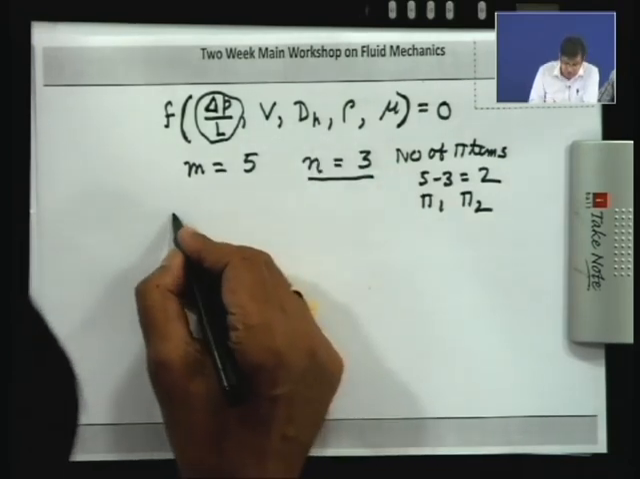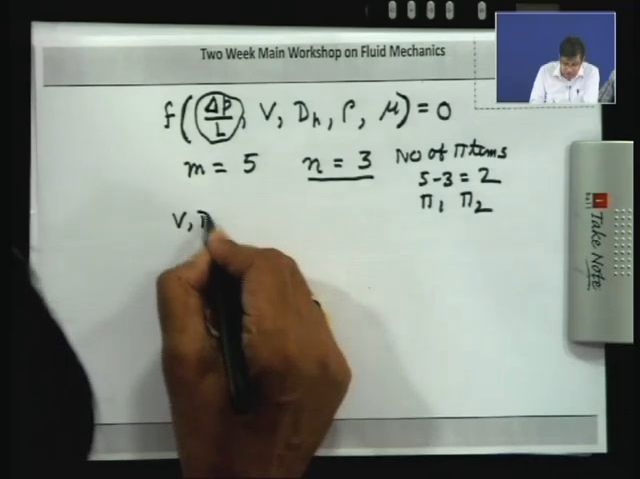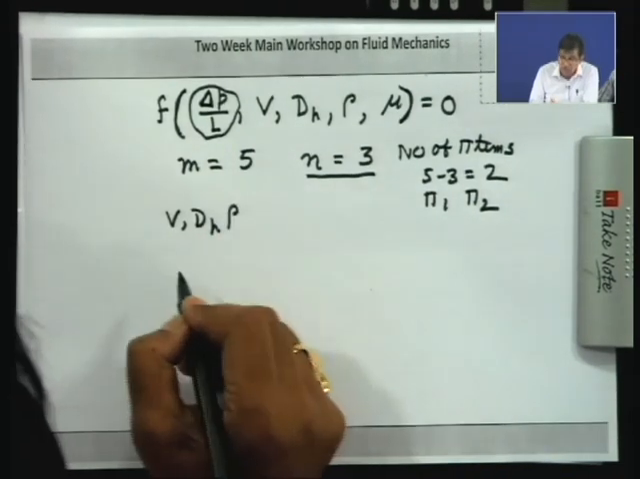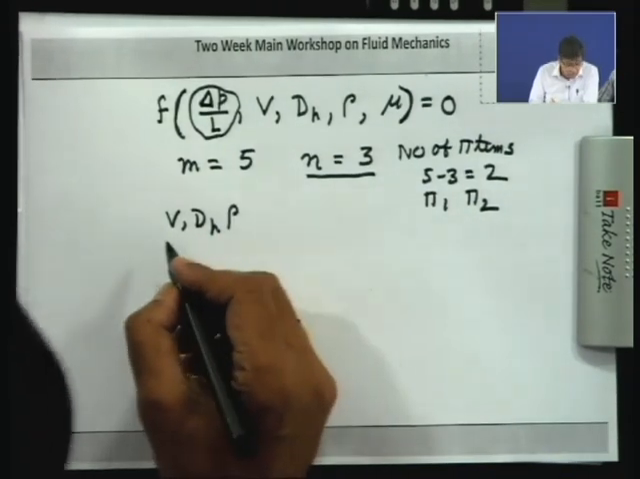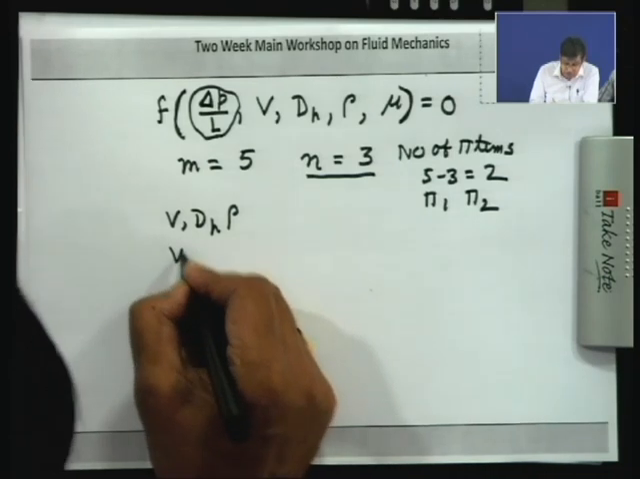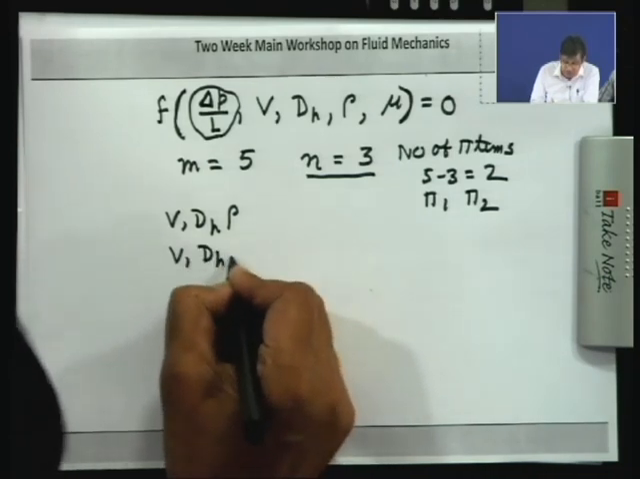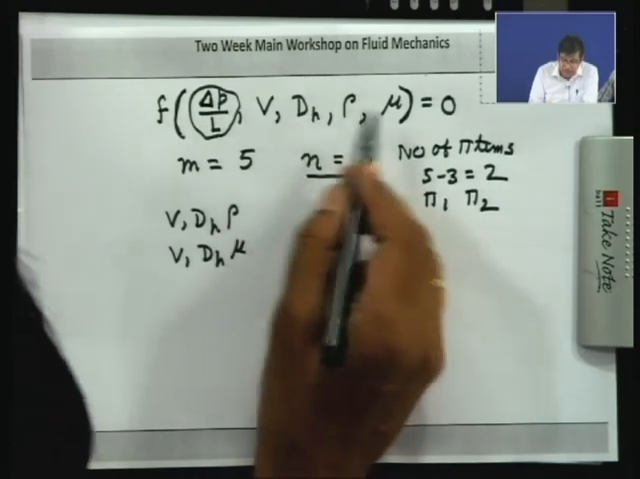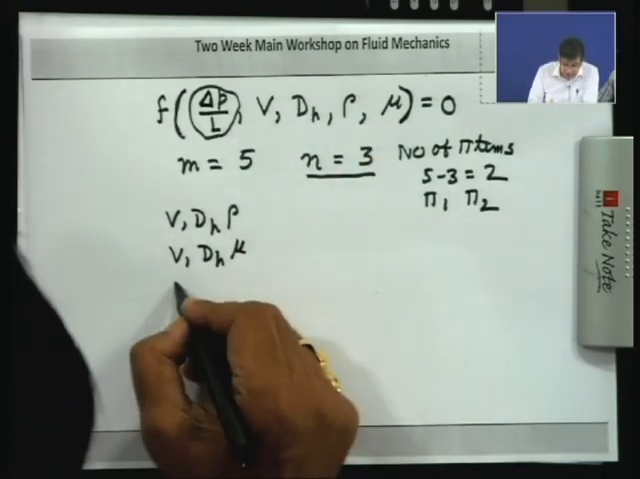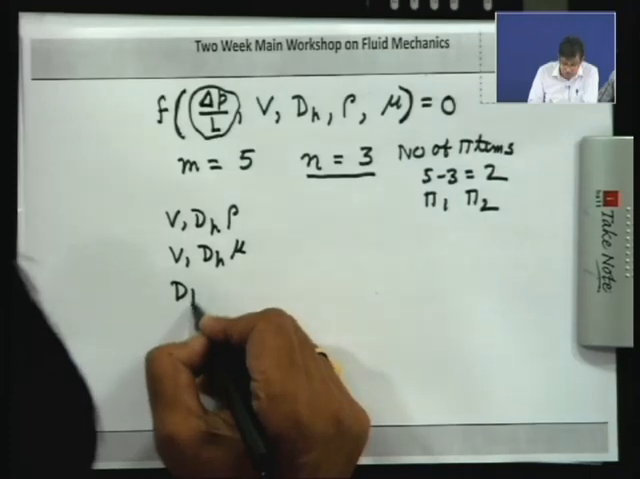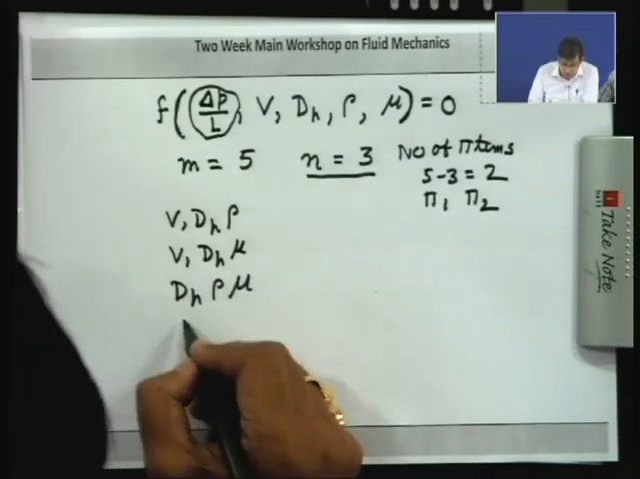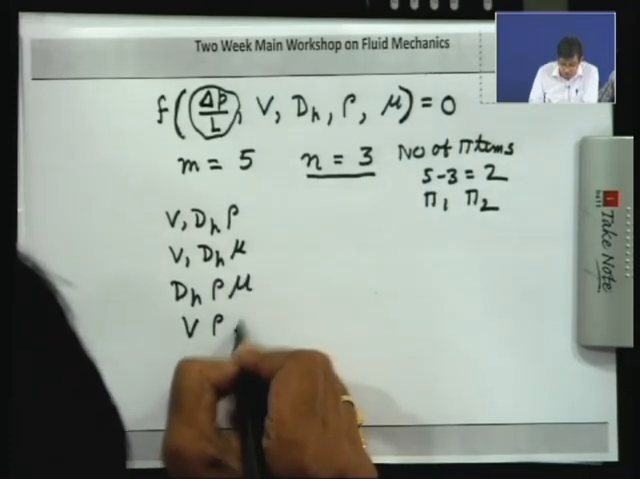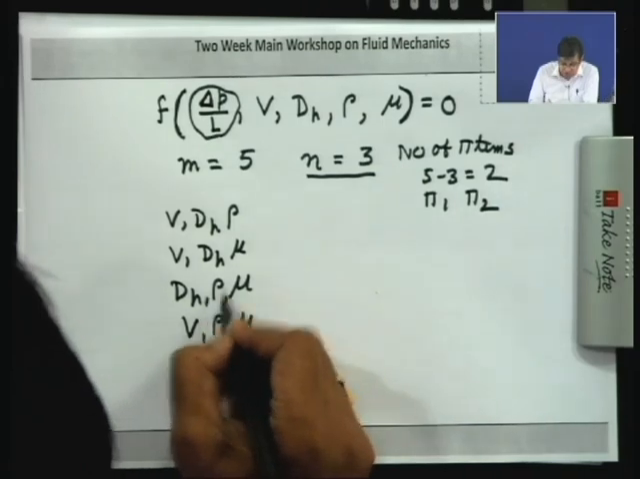What are those 4 choices? One is V, dH, rho. Another is V, dH, mu. Then dH, rho, mu, or V, rho, mu. So, these are the choices.